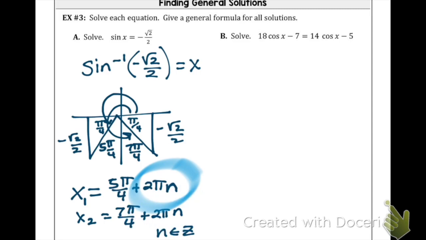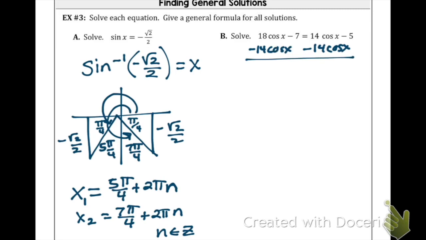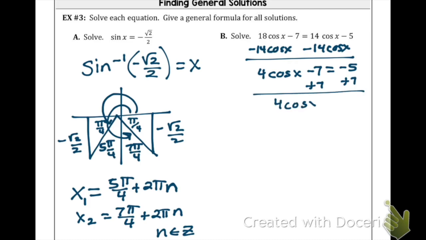Okay, let's go over to B. Solve it just like you would any normal equation. I would move my smaller 14 cosine x over to my larger 14 cosine x, just like solving any equation. That gets me 4 cosine x minus 7 is equal to negative 5. Add that 7 to both sides, so I get 4 cosine x is equal to 2. Dividing out the 4, we're looking for a horizontal displacement. What angle has a horizontal displacement of 1/2?